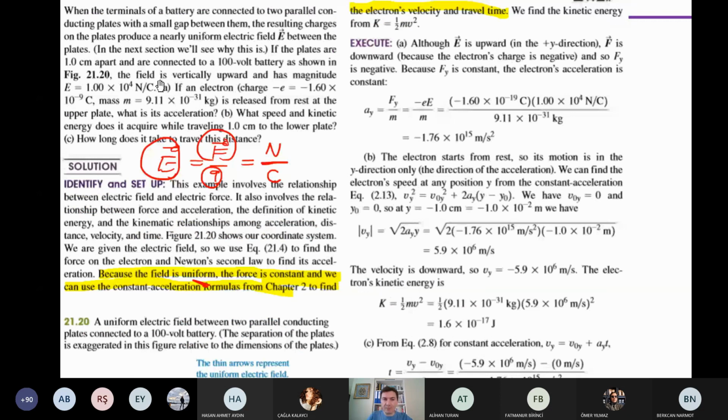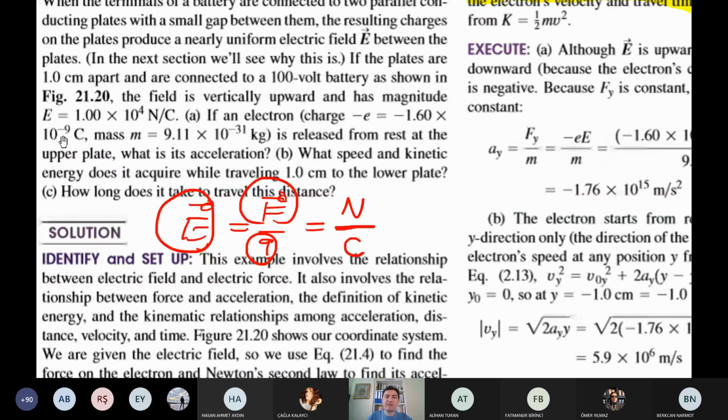And now question 1. If an electron with negative charge, minus 1.6 times 10 to minus 9 Coulomb, and mass 9.11 times 10 to minus 31 kilogram is released from rest at the upper plate, what is its acceleration?